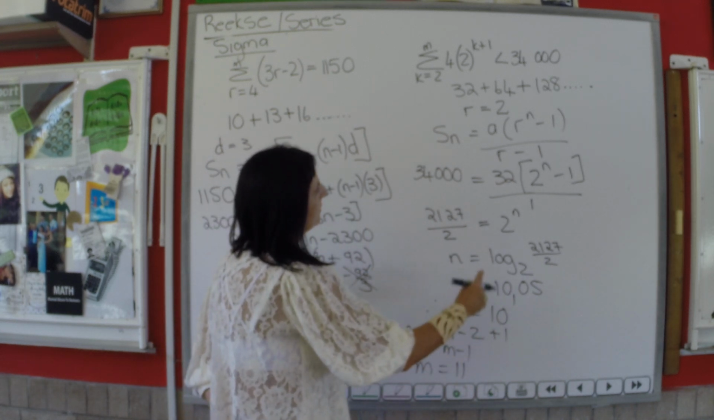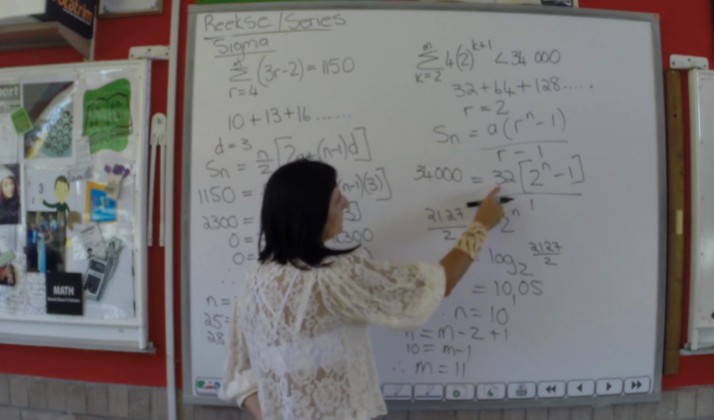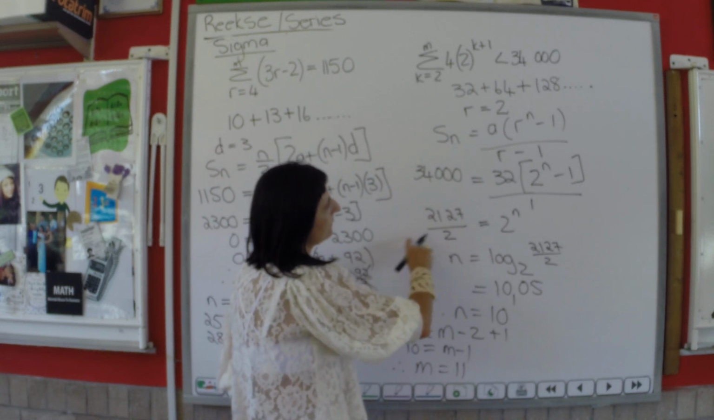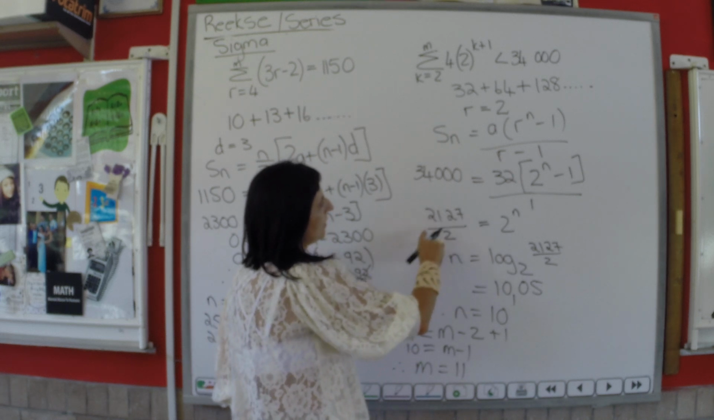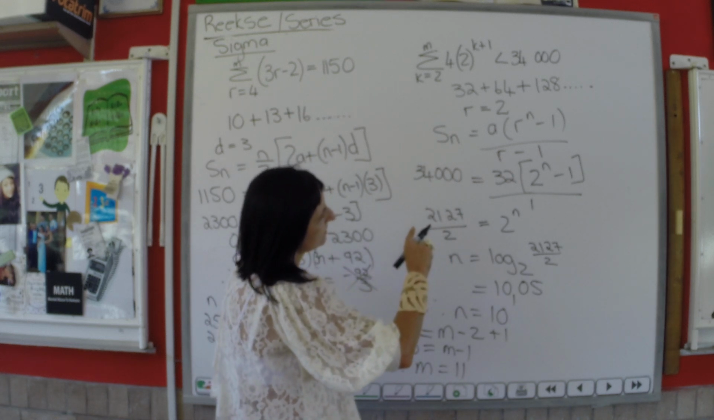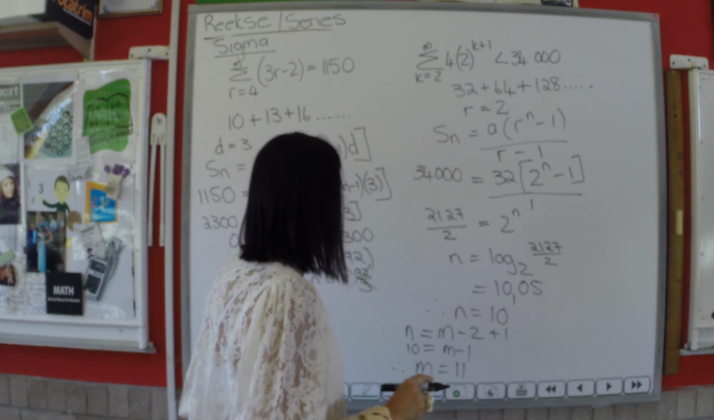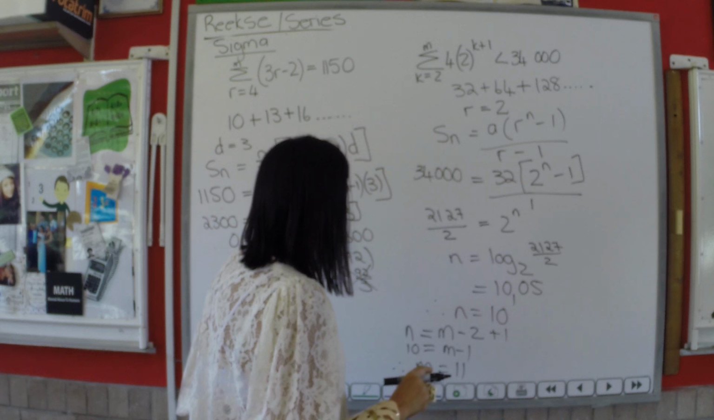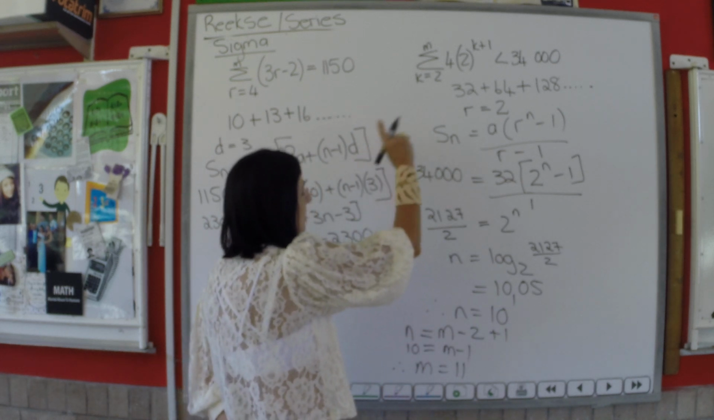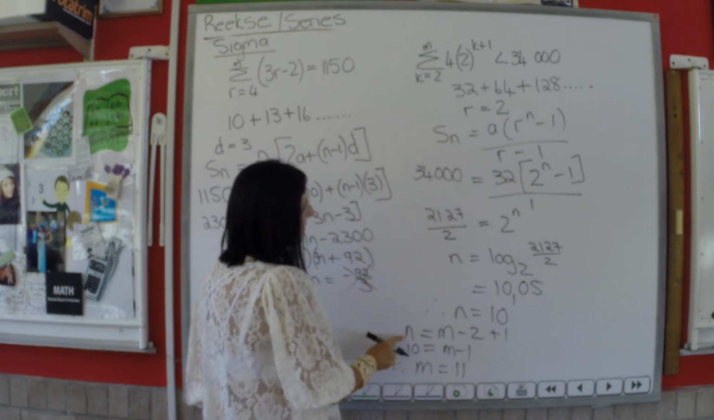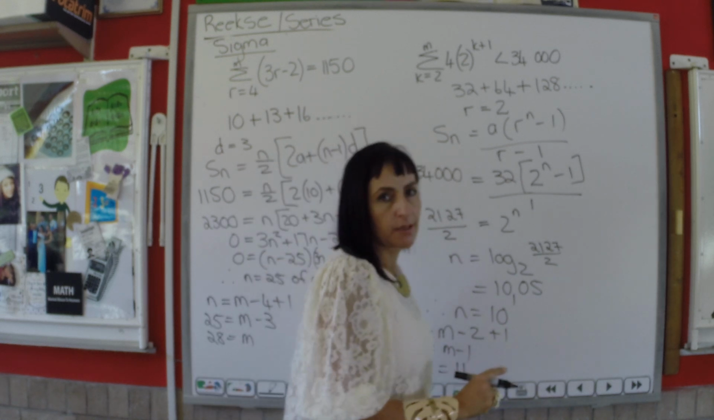Wees seker vir daai. Ons het 34,000 gedeel deur 32. Dit gee vir ons 2126 plus 1 gedeel deur 2. So, make sure of the algebra over here, especially when you're determining the value of n.